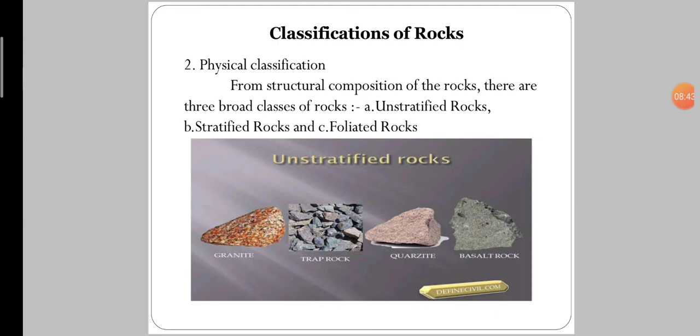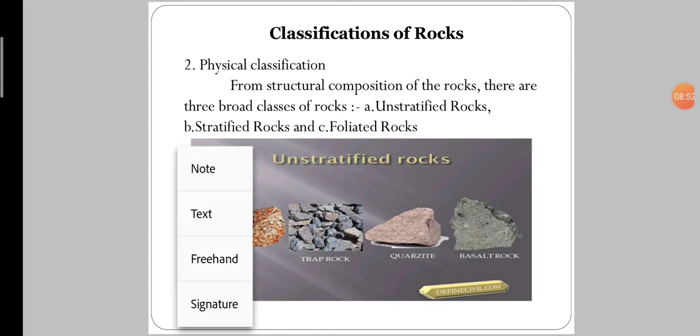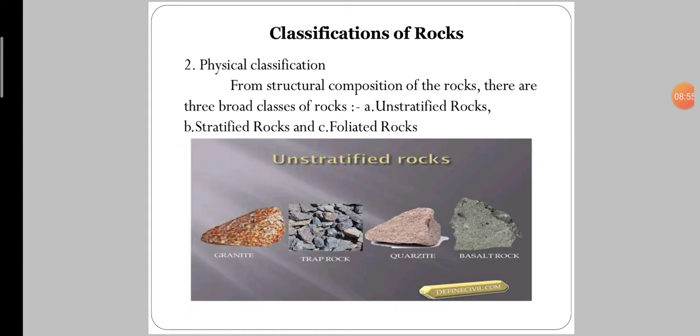unstratified rocks. Here we are classifying only based upon the physical structure, which is crystalline or compact granular. Examples of these rocks are granite, marble, traps, quartzites or basalt. These are some of the examples for unstratified rocks.